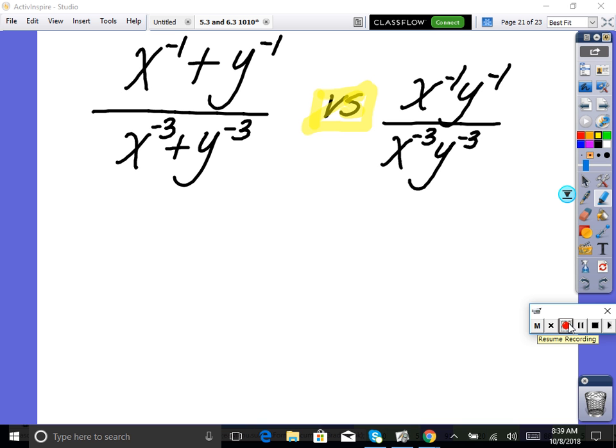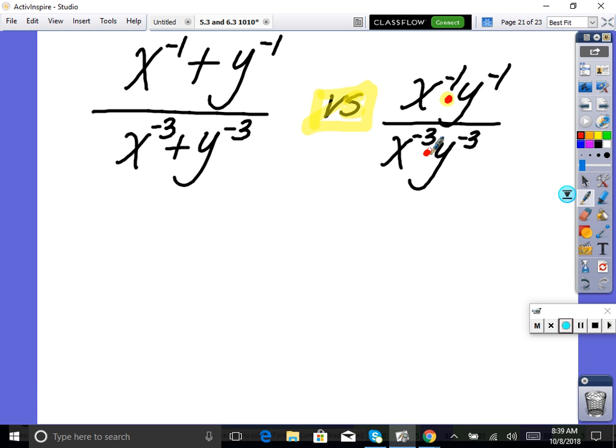Okay, what I want you to notice is we have x to the negative 1 plus y to the negative 1, divided by x to the negative 3 plus y to the negative 3, versus x to the negative 1 times y to the negative 1. That's a times sign right there. And then we have x to the negative 3, y to the negative 3. That's a times sign.